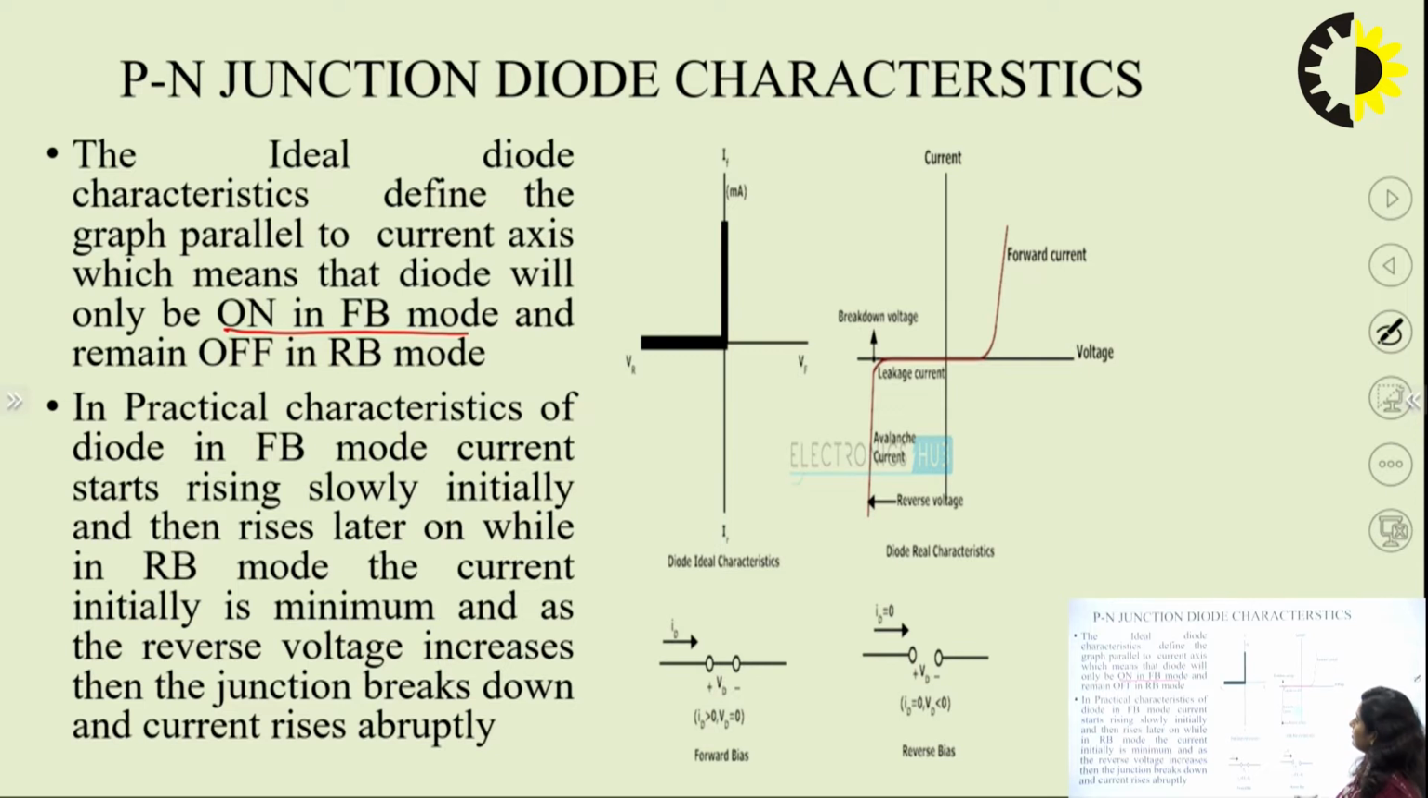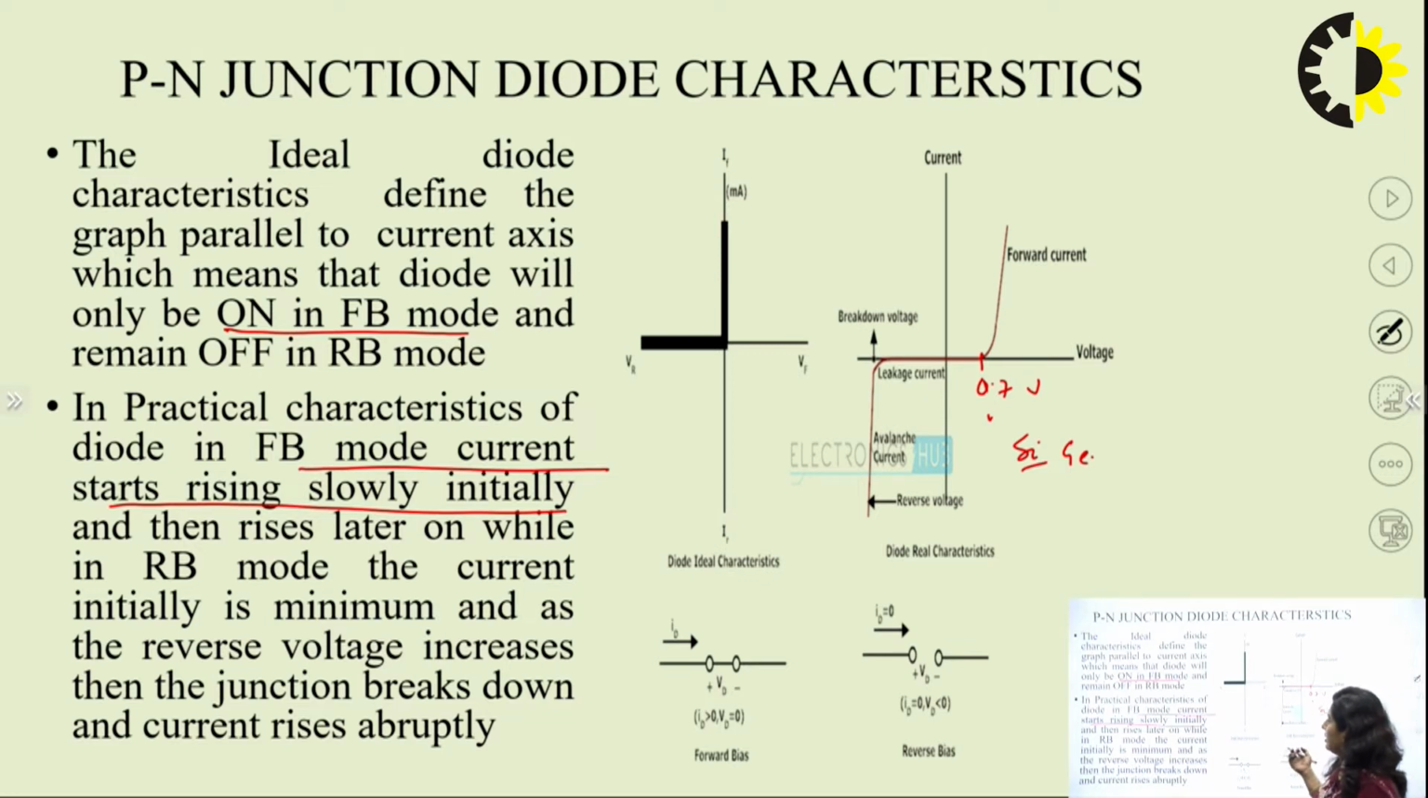So the characteristics are such that as you increase the voltage, the current keeps on increasing. In the reverse direction, there is a reverse current versus the voltage, and there is some leakage current. In the practical characteristic of a diode, in forward biased mode, the current starts rising slowly initially. It rises very slowly up to a particular cutoff value, because if we take silicon, it has a cutoff value of about 0.7. So at 0.7 volt, it keeps on increasing. It increases instantly.